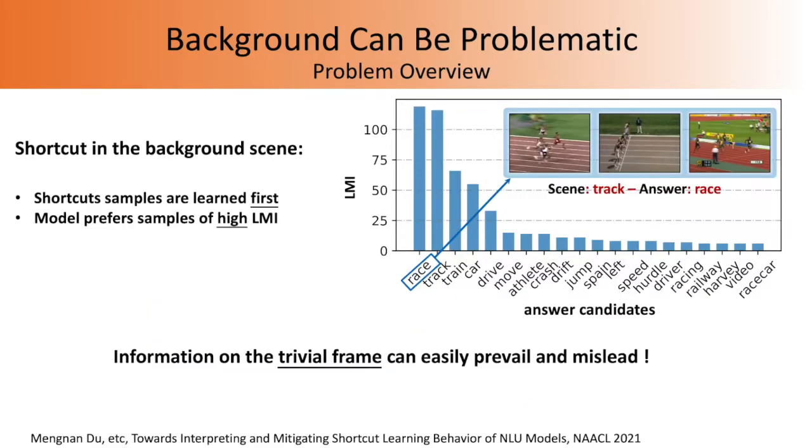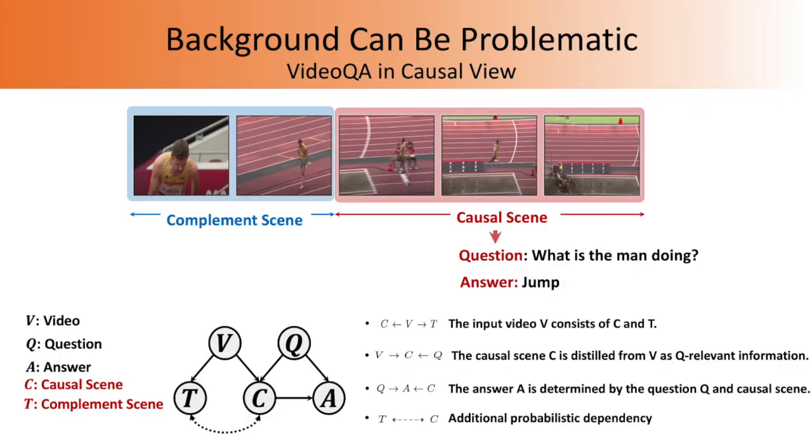We quantify such spurious correlation between the complement scene and the answer by calculating their local mutual information, briefly LMI. Intuitively, LMI depicts how likely the answer would be given the object in the scene. In this case, it shows the most likely answer given only track as the input scene. Since the shortcut samples are learned first and the model prefers samples of high LMI, in our case, race, instead of the actual answer, jump, which has a low LMI, information on the trivial stream can prevail and mislead to the false answer.